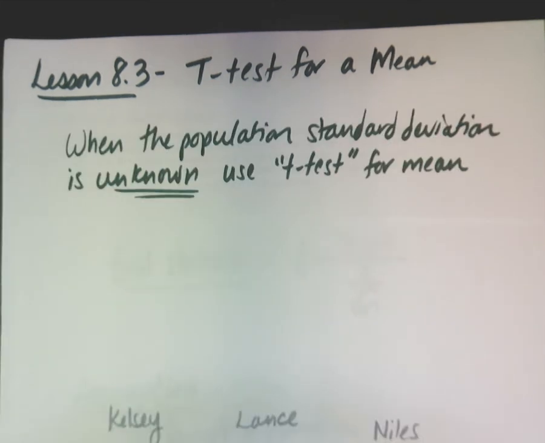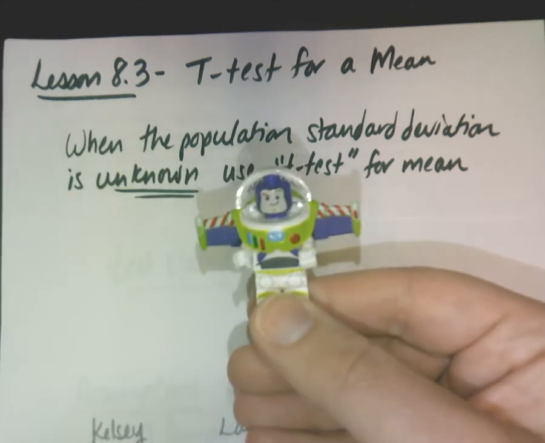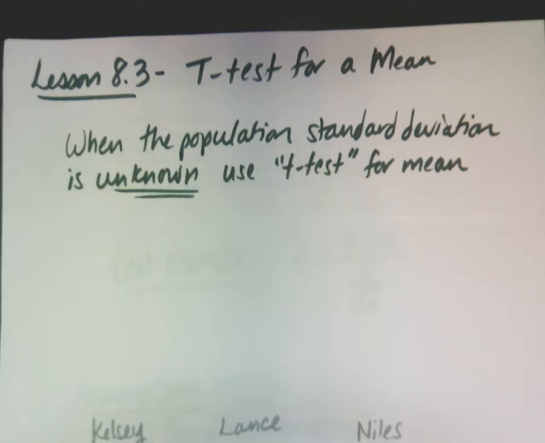Write all these notes down for me. When the population standard deviation is unknown, we use a T-test. Yes, we've known that. Kelsey even knew it, right, Kels? See, I need to talk to people.